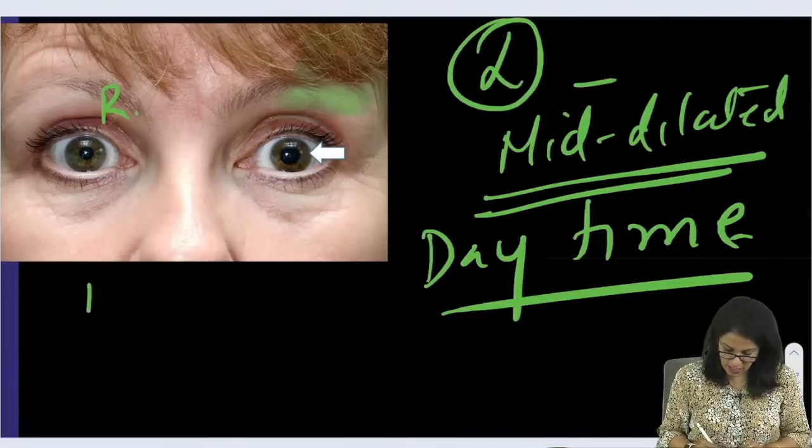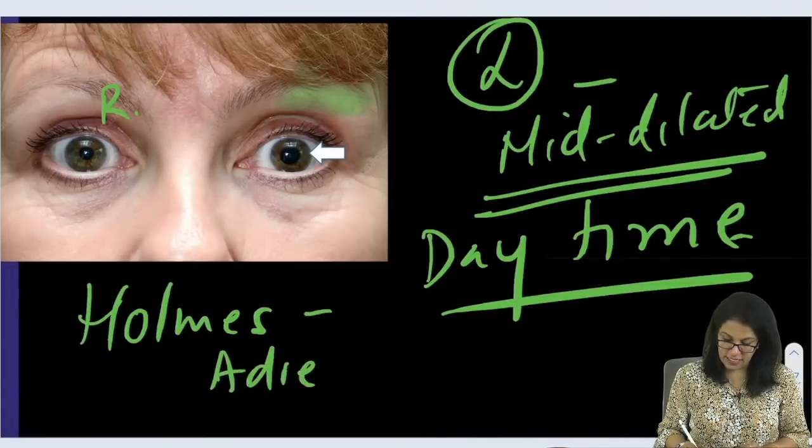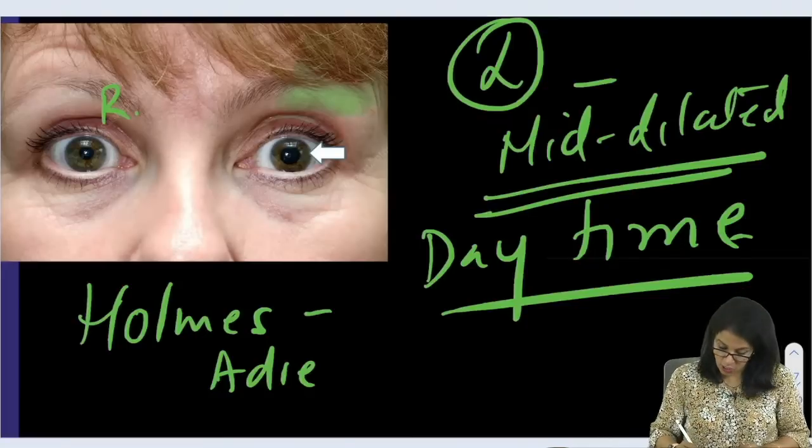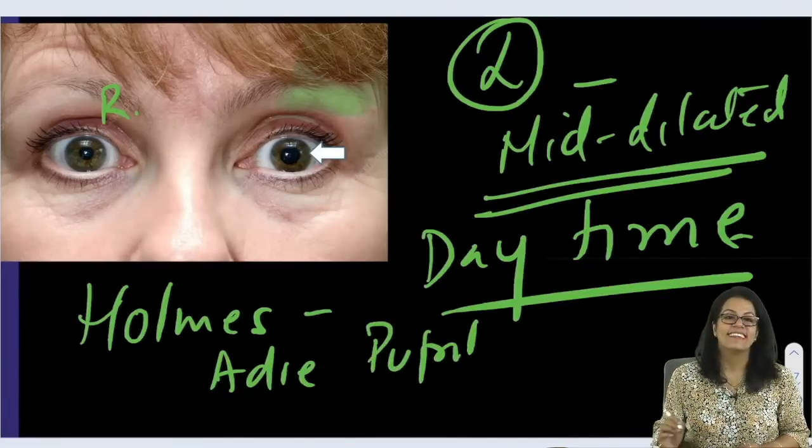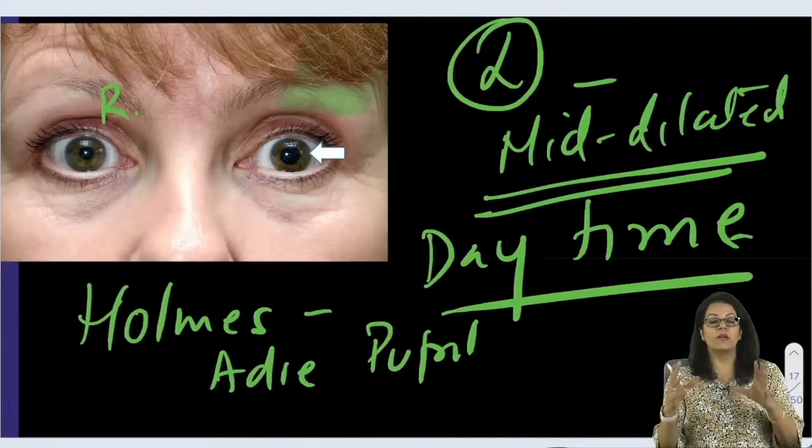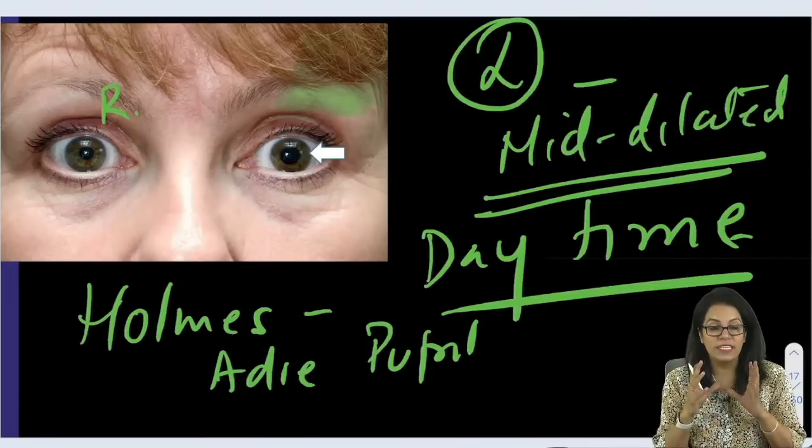This is Holmes-Adie pupil. We will not forget it. Again, I have taken this in detail in an earlier session, revise it. Holmes-Adie pupil or tonic pupil, all of you have to revise it properly.